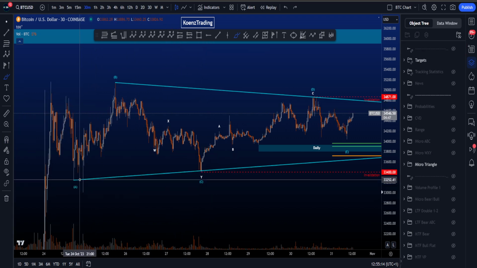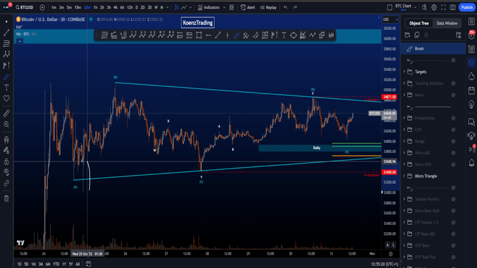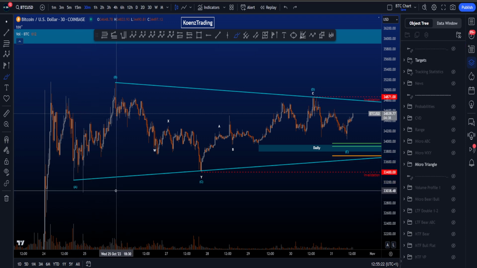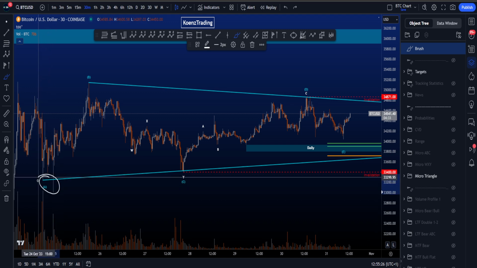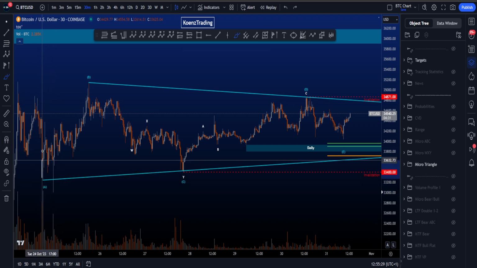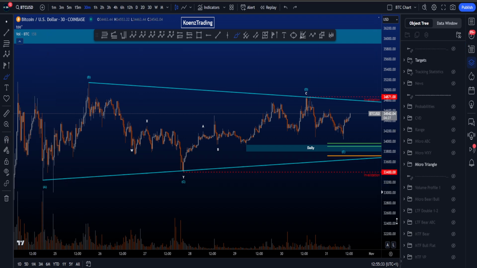A couple of things that are interesting is this wave B over here, because I have this wick which would invalidate a potential 5-3-5 zigzag. However, this wick is not visible on other charts, so we can take it with a grain of salt, because that wick moved below the low of this wave A, which is not allowed in a zigzag, as a wave B is not allowed to go below wave A.